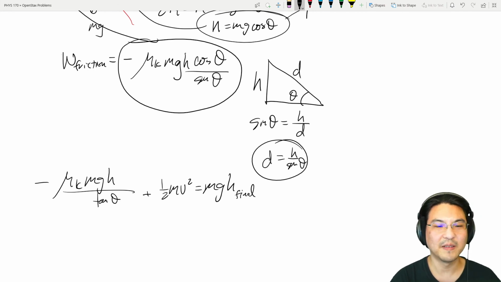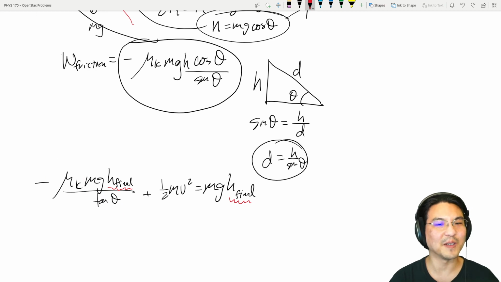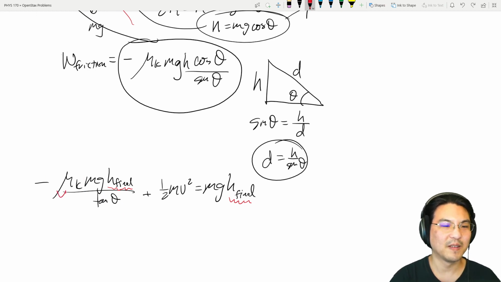And then here's the issue. What is known and what is unknown? We don't know this. Final height. G, we know it. M, we know it. Speed, we know it from part A and part C. The angle, got it. We don't know this. We don't know the coefficient of friction. Okay, so that's a problem.